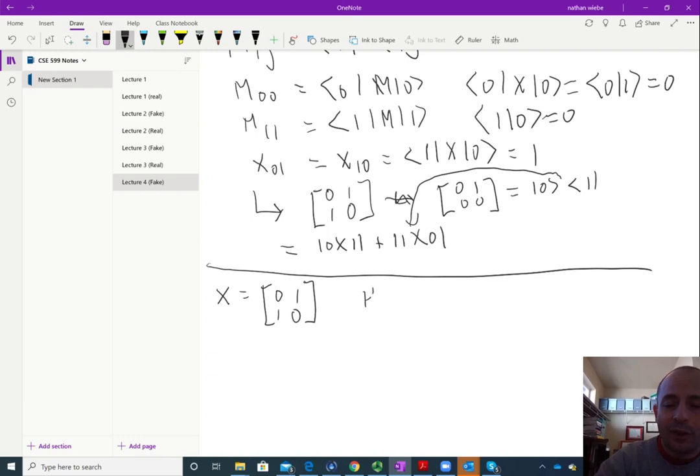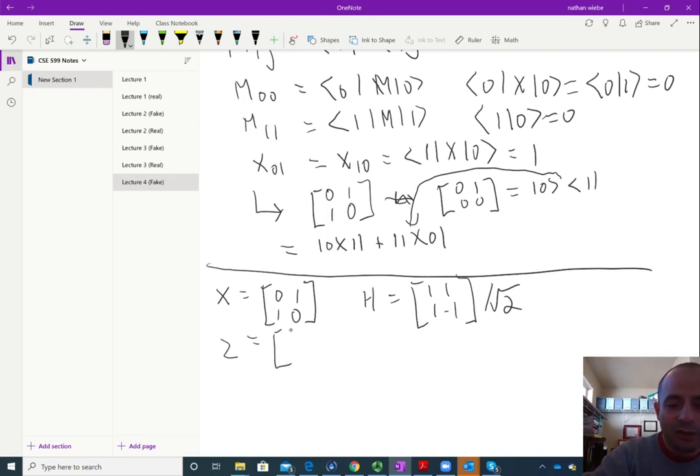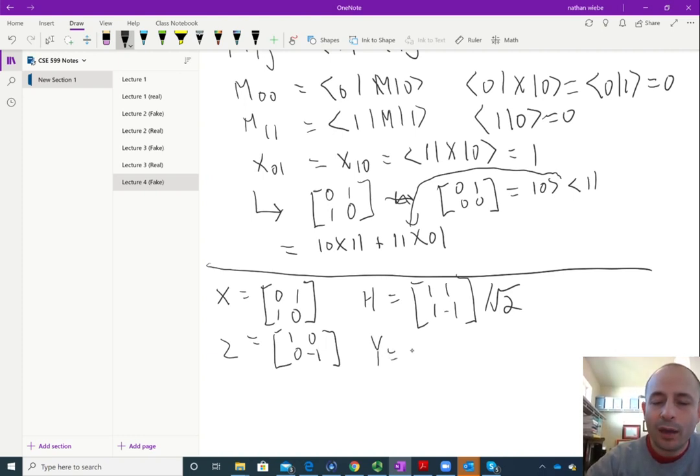And then there's the Hadamard gate, which is equal to [[1, 1], [1, -1]] divided by root 2. Then there is Pauli Z, which is a little bit different. It's a way of getting a minus sign in. And then there's Pauli Y, which is equal to [[0, -i], [i, 0]].